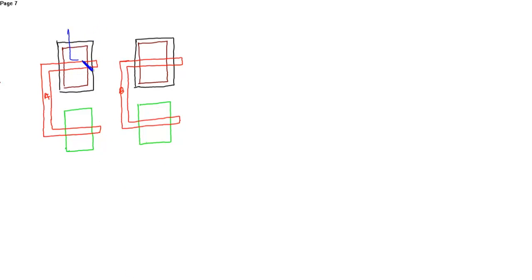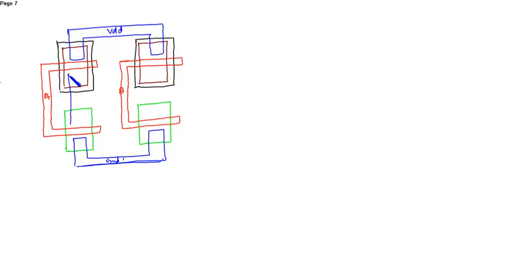So the sources, this is connected to VDD, and these are connected to ground. Then these drains form the output. This is A bar and this is B bar.